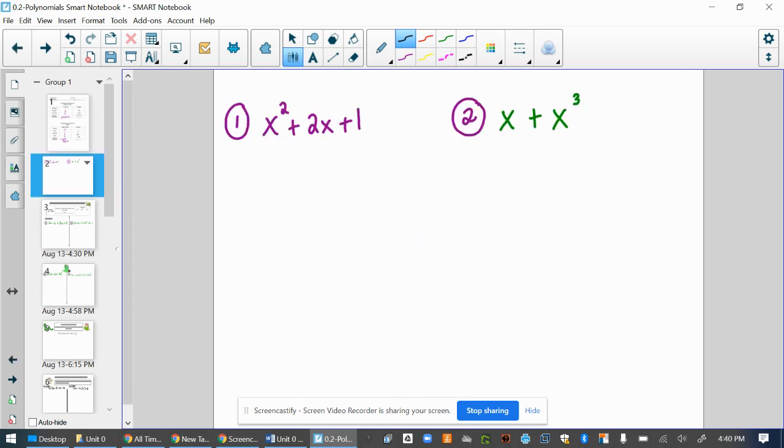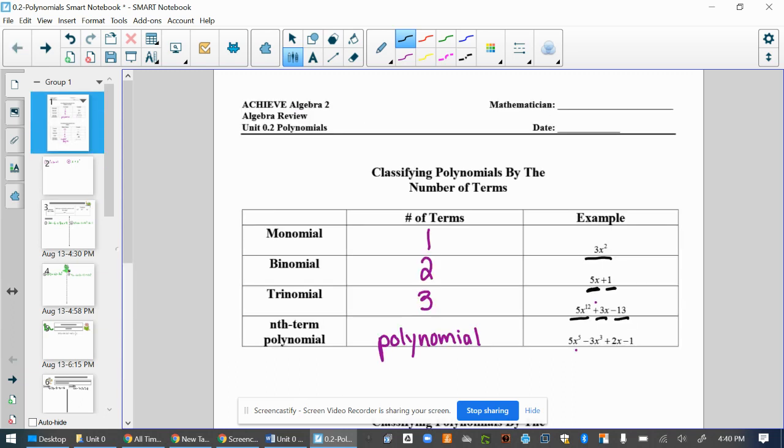So my first example says x squared plus 2x plus 1. So I want to go ahead and look to my chart to classify this. Now I recommend that if you don't know these vocab words or you don't have your chart somewhere, you take a minute and you write this down, or you take a screenshot of each part of the chart. And so we are going to go ahead and classify by number of terms.